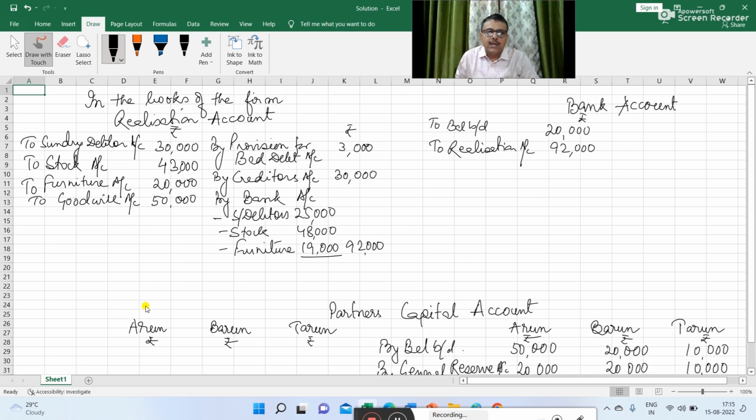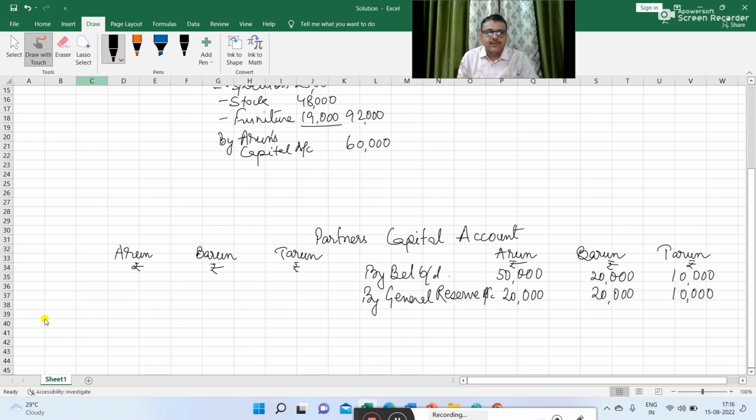Then it is given that Arun agreed to buy the firm name and the goodwill for rupees 60,000. So Arun is going to contribute rupees 60,000. In the realization account, the journal entry passed is Arun's capital account debit to realization account. So here I am writing by Arun's capital account rupees 60,000. In partner's capital account, we have to transfer this balance. So in Arun's capital account, I am writing to realization account 60,000. So Arun's capital account debit to realization rupees 60,000.